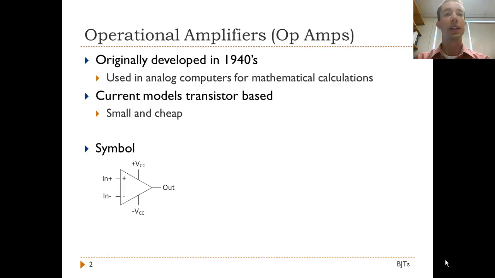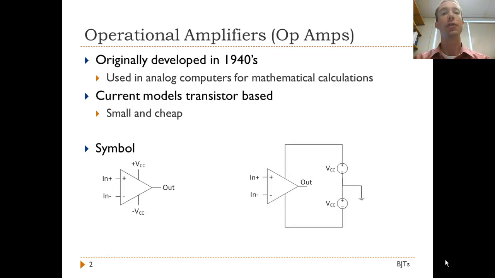The symbol can also include terminals for the bounding supply voltages plus VCC and minus VCC as shown. These voltages limit the output of the op-amp to no higher than plus VCC and no lower than minus VCC. We could redraw these connections for the controlling voltages as shown on the right.